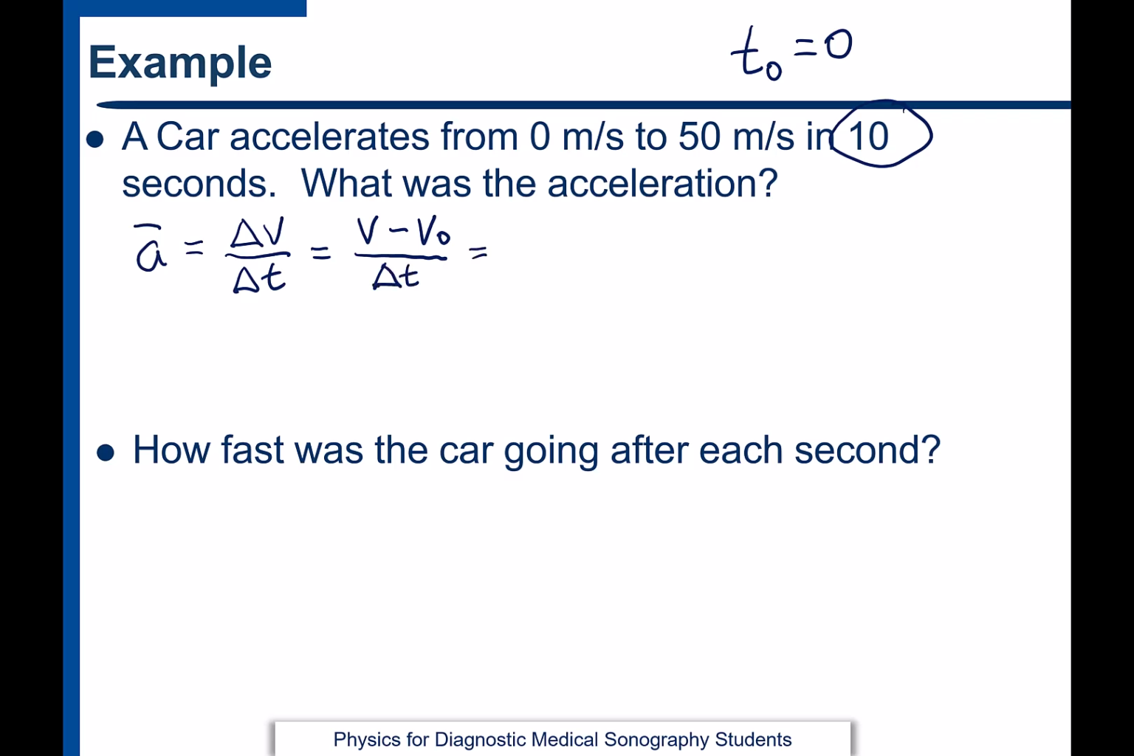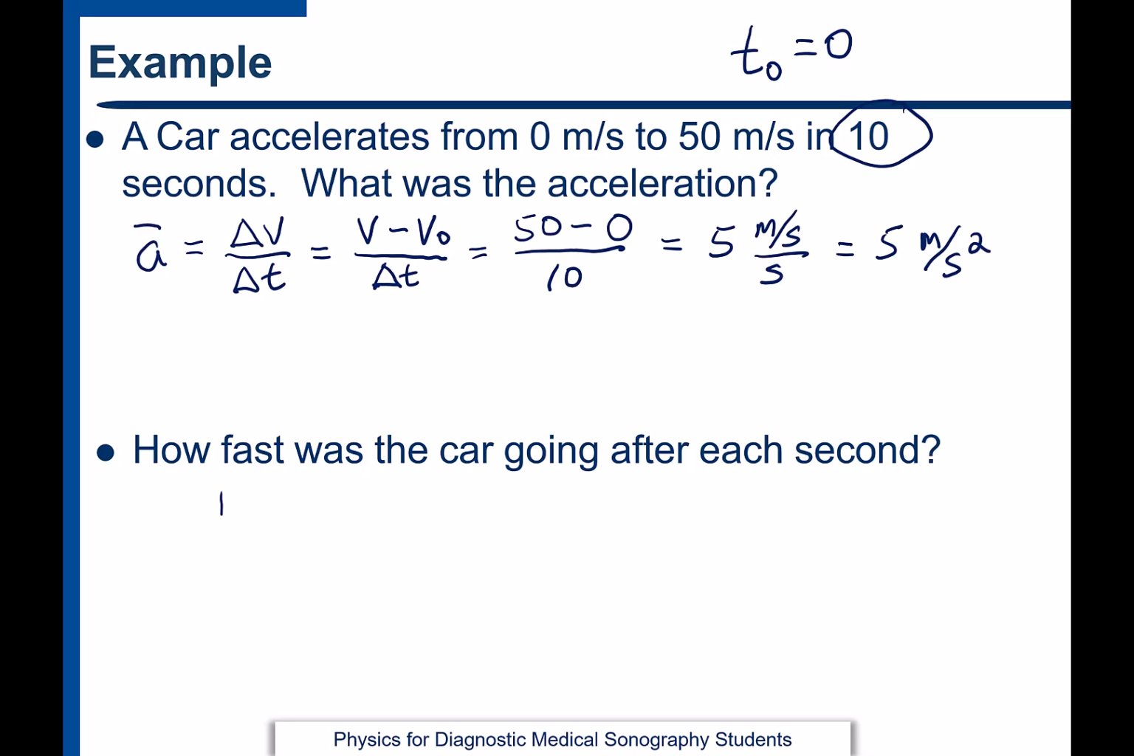So we have our final velocity is 50, our initial velocity is 0, divided by 10. And so we get 50 over 10, or 5. And I'm going to first write it as meters per second, or 5 meters per second squared. So how fast was the car going after each second? Why don't you figure that out up through 10 seconds, and then once you figured that out, restart the video and just make sure you got it right.